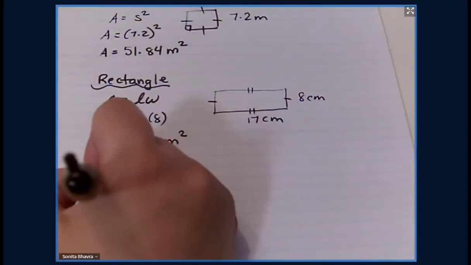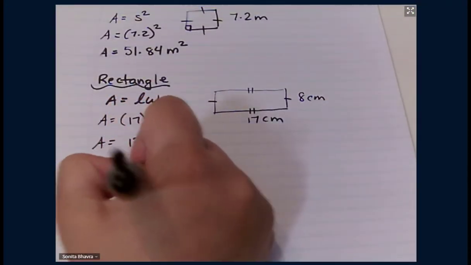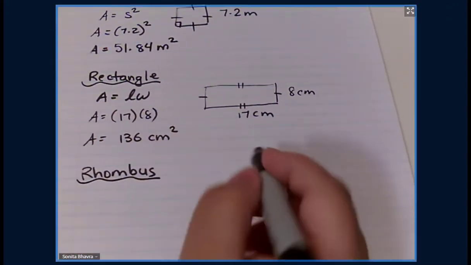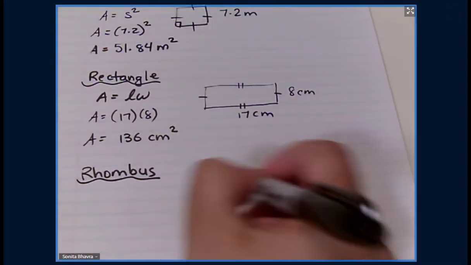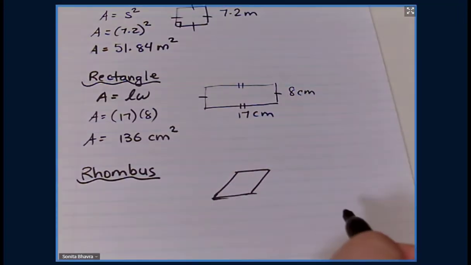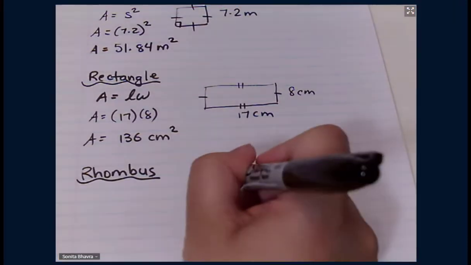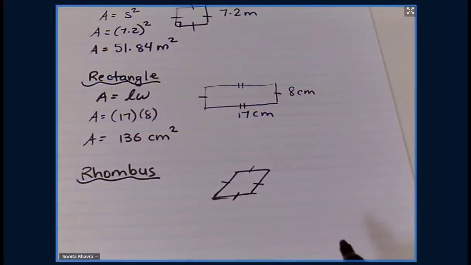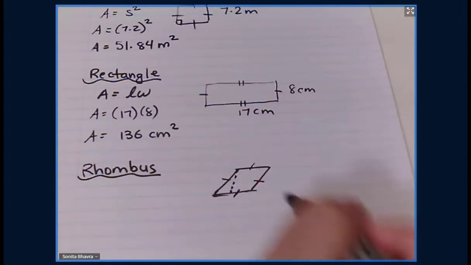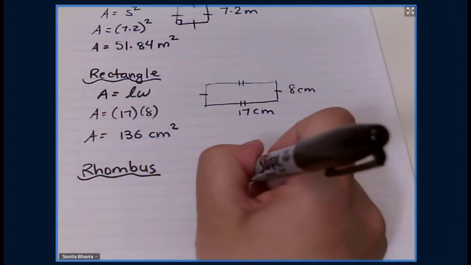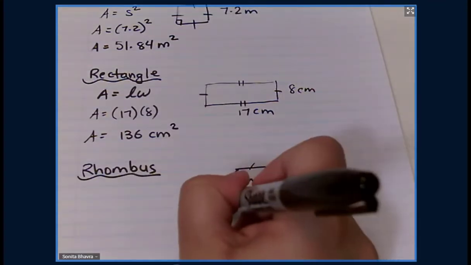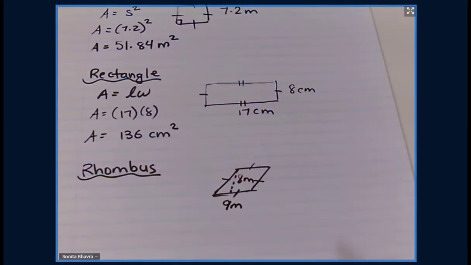Next is a rhombus, which is like a tilted square. It looks like that. The four sides have the same measurement. Okay, but here you are given the height. So 8 meters for the height and 9 meters for the side.